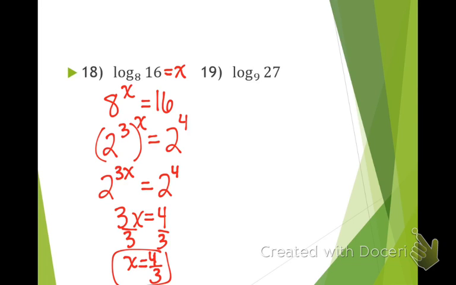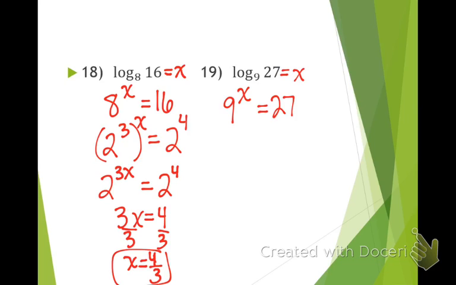We ready to try another like that? Okay. Next we've got log base 9 of 27. We'll still say it equals x. What's my base? 9. Raised to the x equals 27. Thank you, Cody.